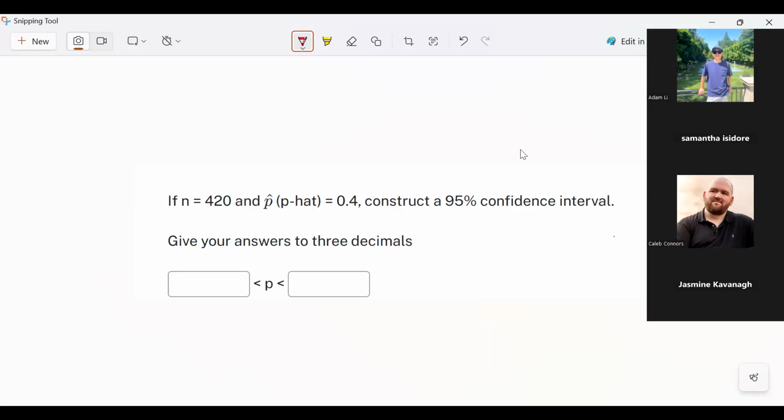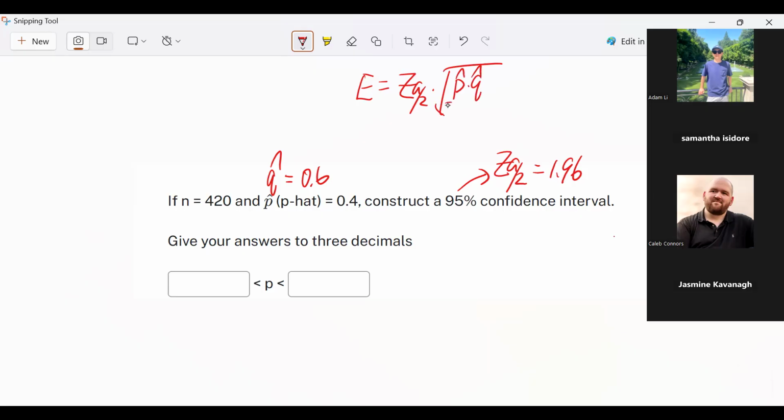Again, we are given p hat, so q hat is given as well, 0.6. And for 95% confidence, the critical z-score is 1.96. Now we find the margin error first. Margin error is the critical z-score times the square root of p hat q hat over sample size. That's 1.96 times the square root of 0.6 times 0.4 over 420. And we will round this to 3 decimal places.